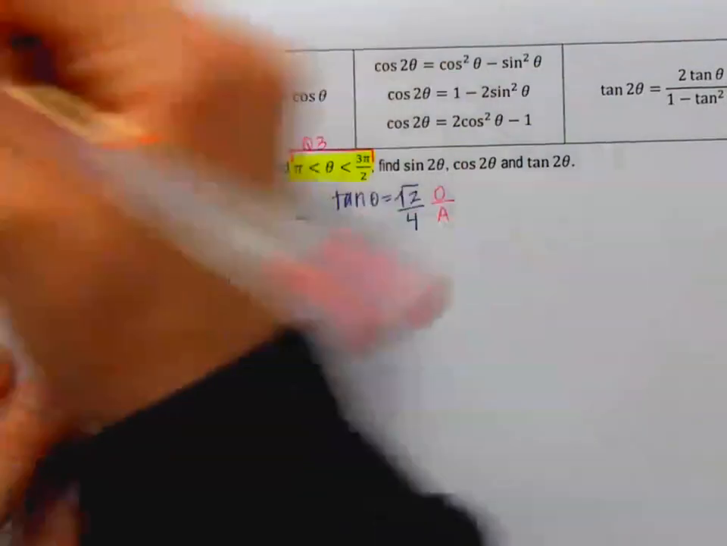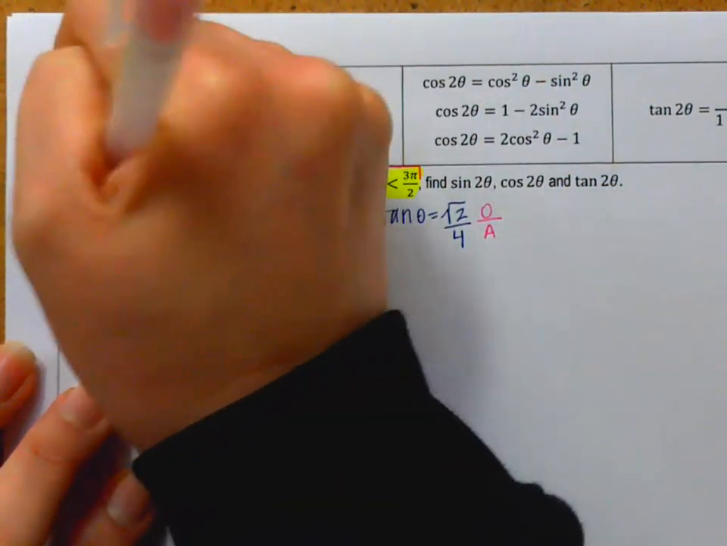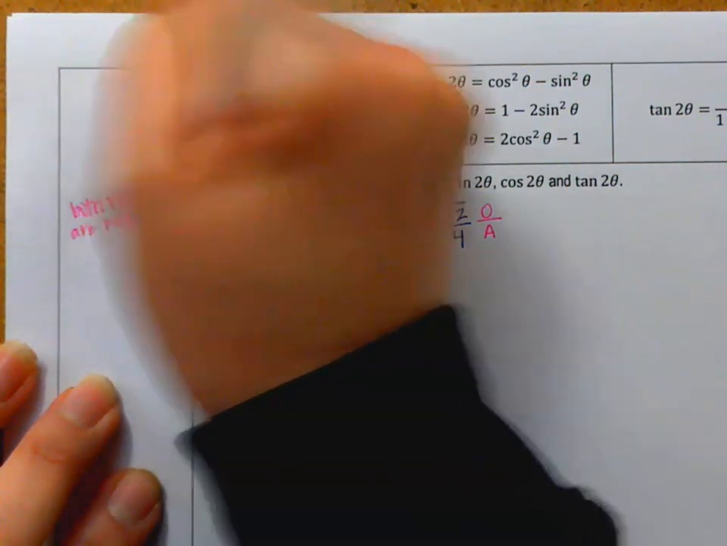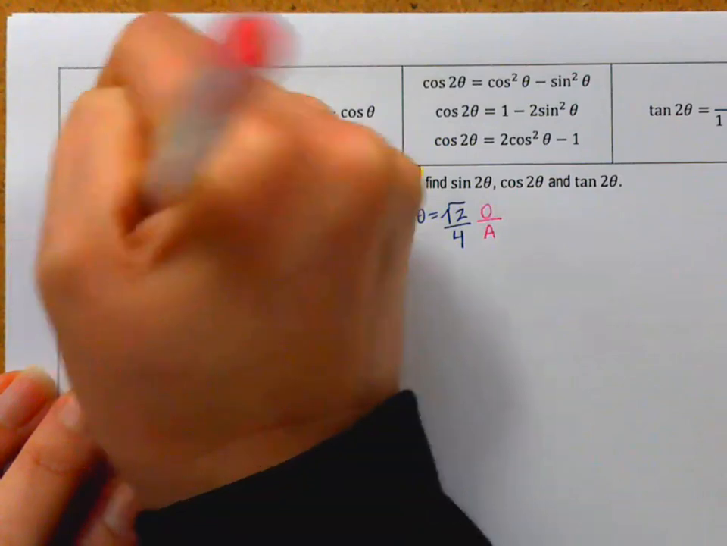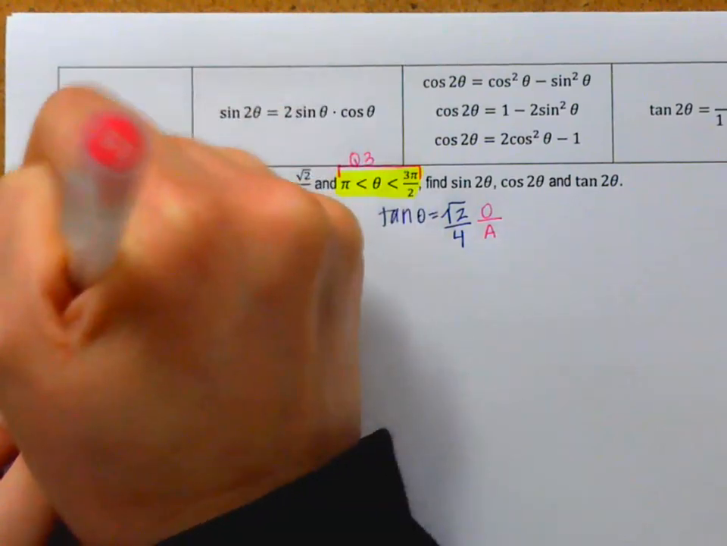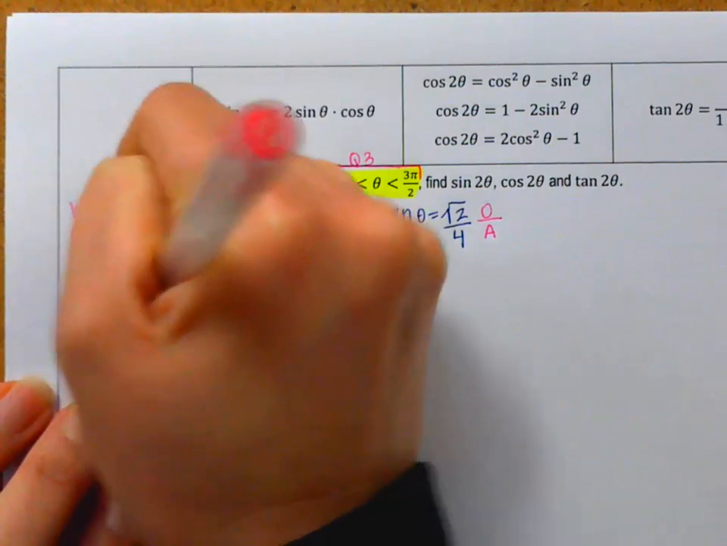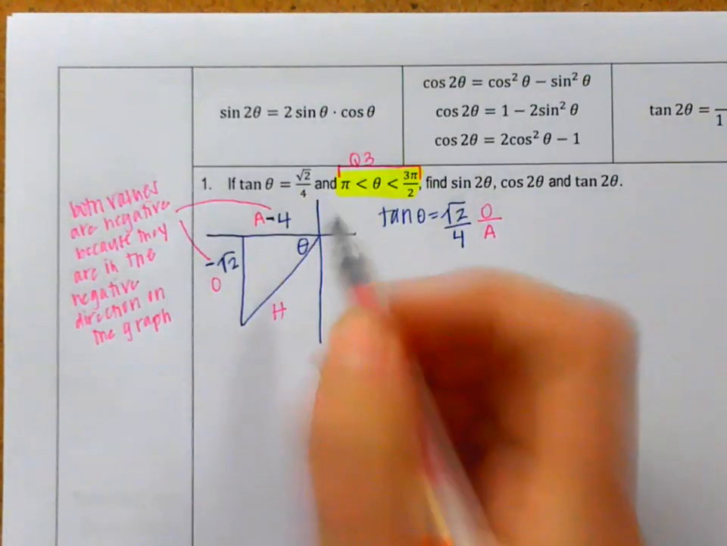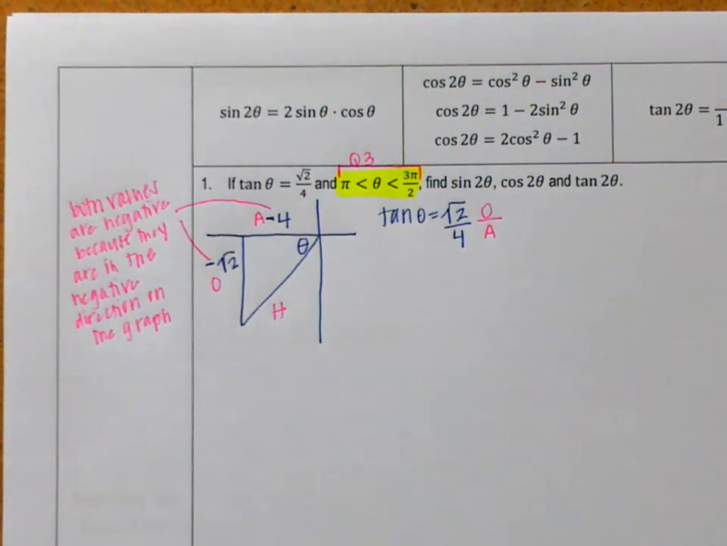So both values are negative because they are in the negative direction on the graph. So we still are always thinking about, okay, this is a negative x, this is a negative y. That's why it's really telling us the quadrants.